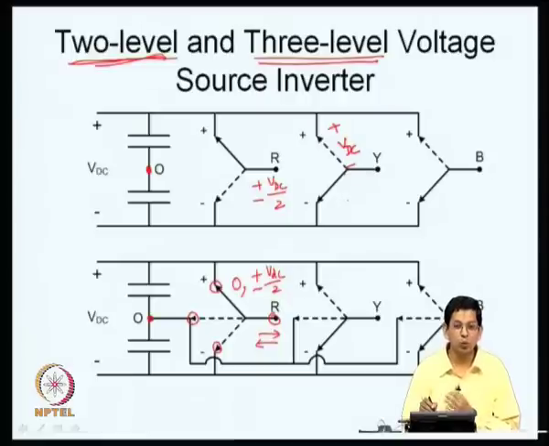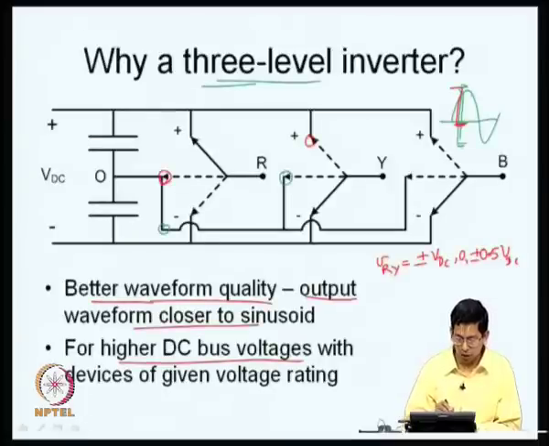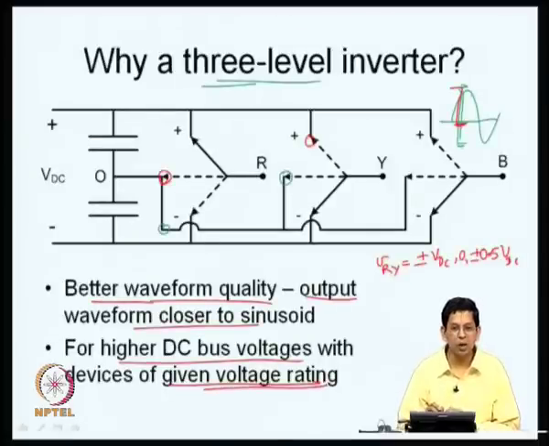Quite often you might get switches whose voltage ratings are substantially lower, or even if you have a switch with a voltage rating higher than 3 kilovolts, it may be too expensive. Therefore, you have devices of a given voltage rating. With these you want to build an inverter whose DC bus voltage is significantly higher. So, you would normally go in for series connection of devices in such cases.